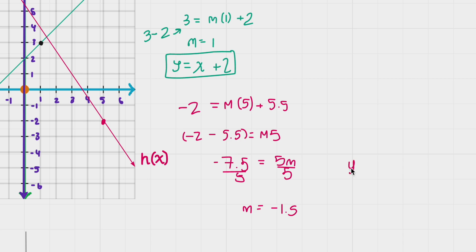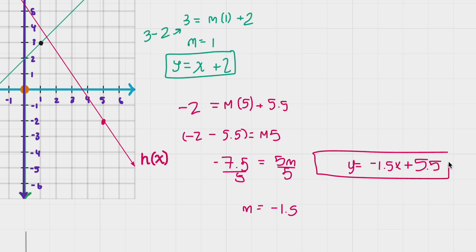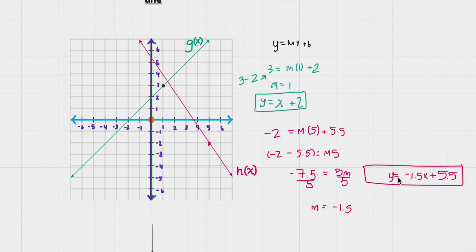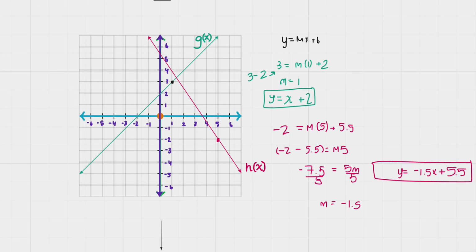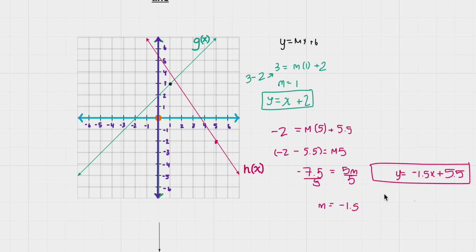So you get y is equal to m, which is negative 1.5, so negative 1.5x plus b, which is 5.5. So the equation of the function h of x is going to be y is equal to negative 1.5x plus 5.5. And that is how you find the equation of a line.